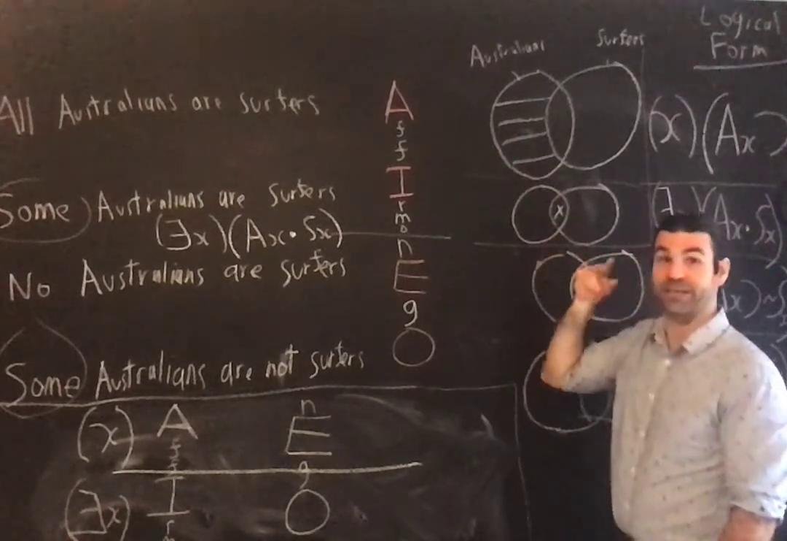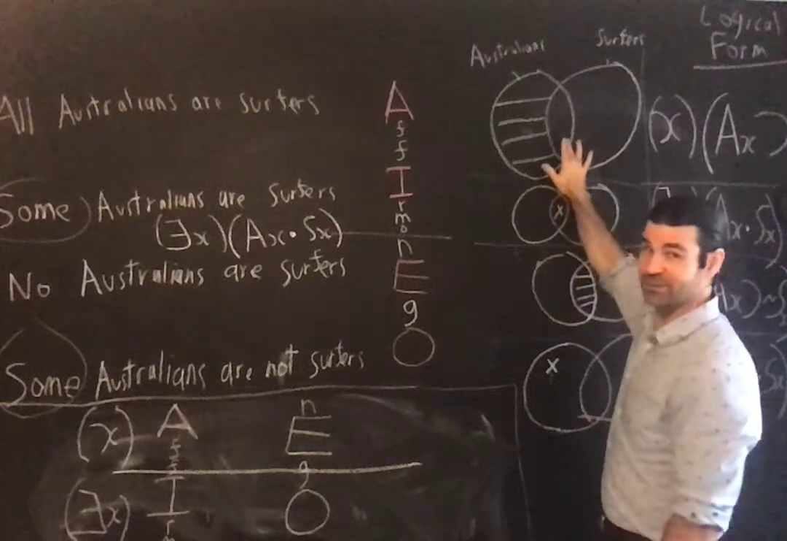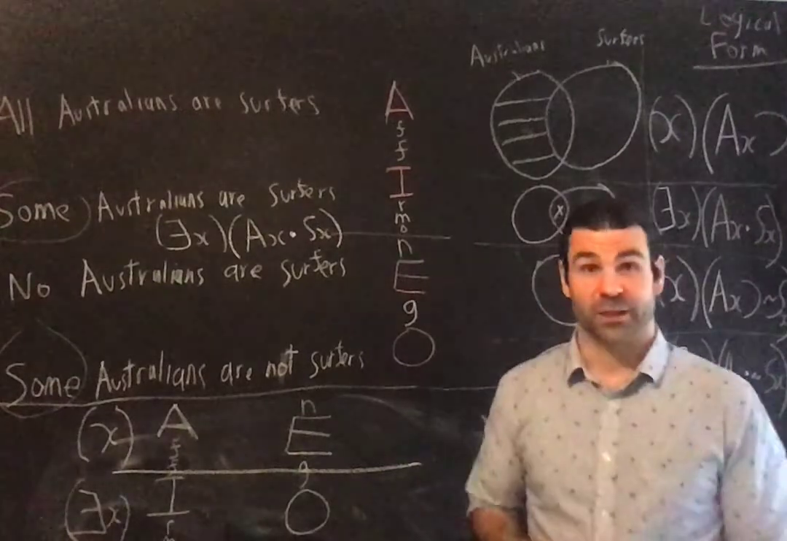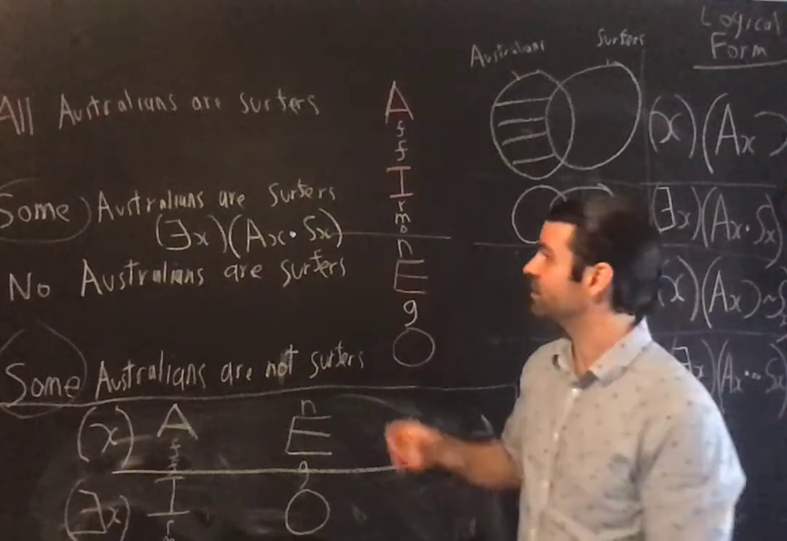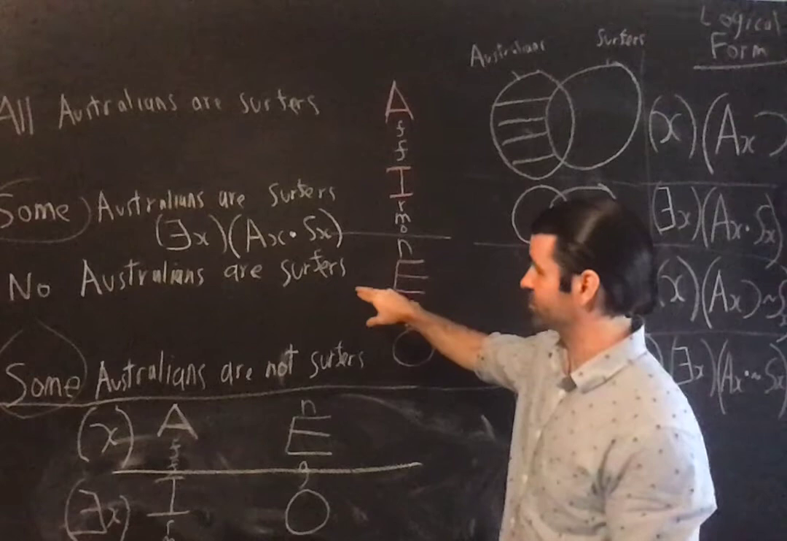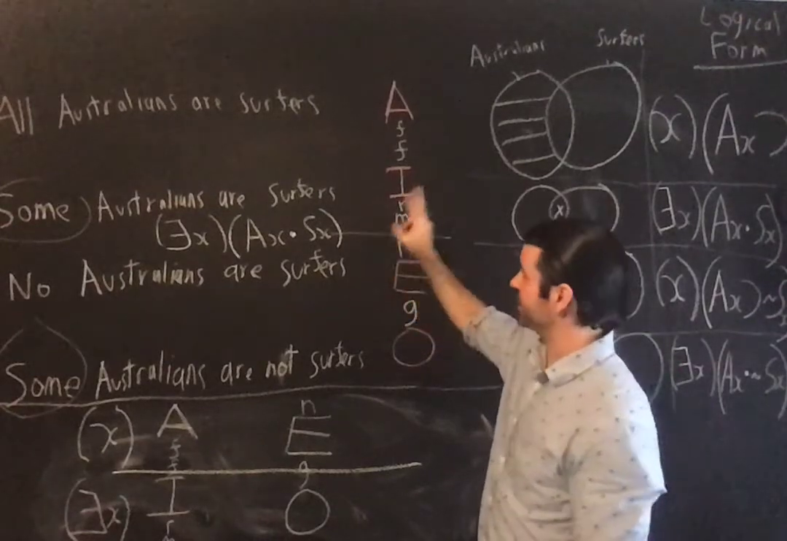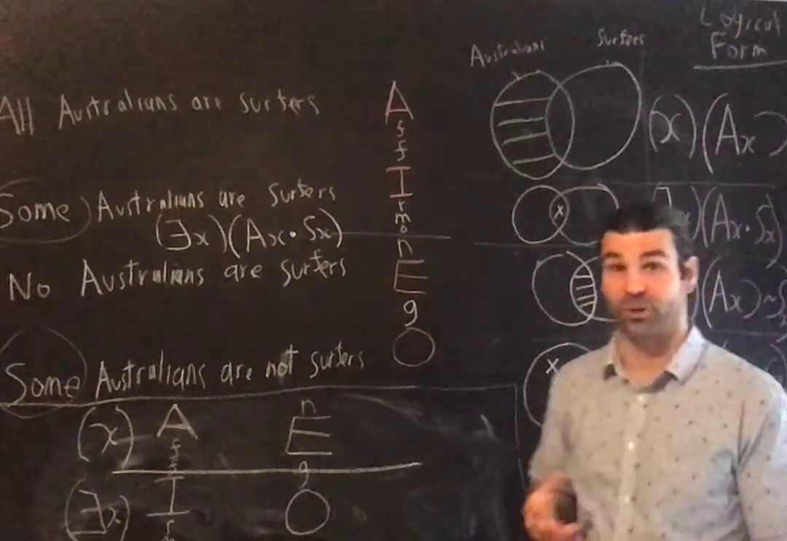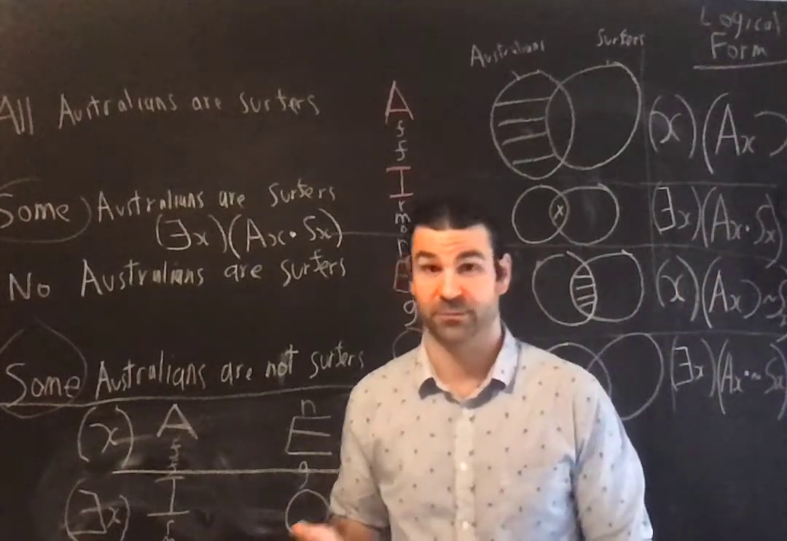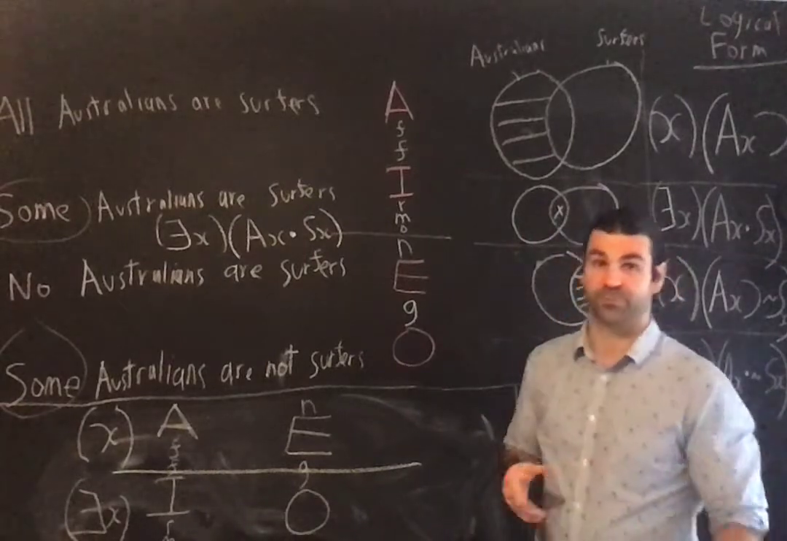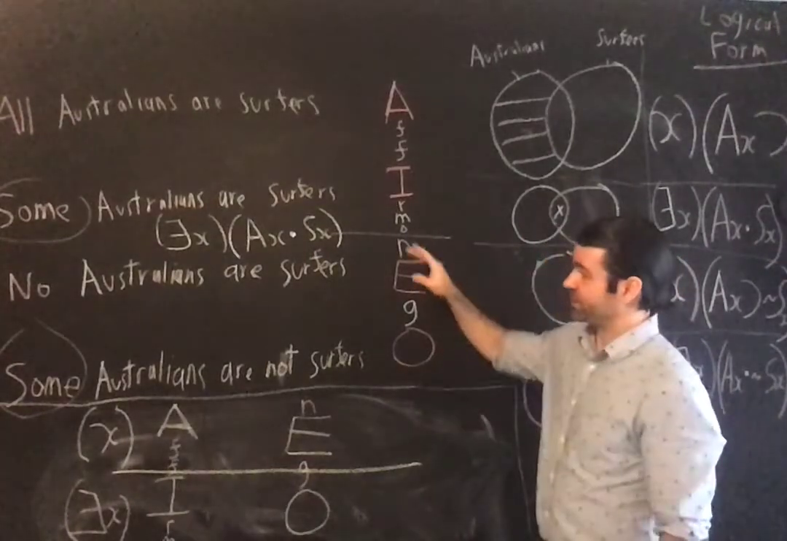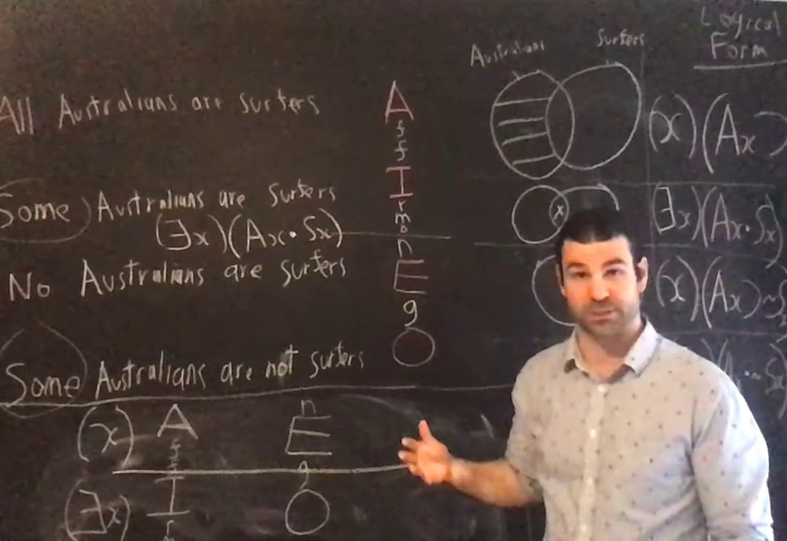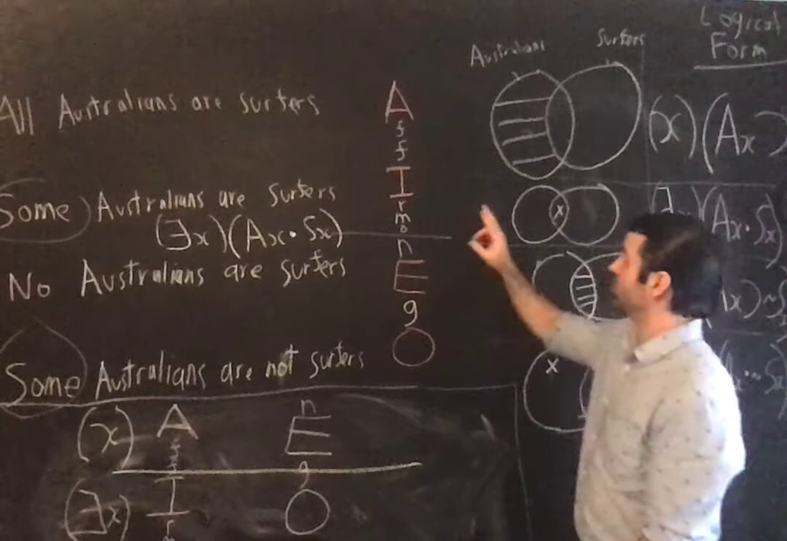Importantly, if there are any Australians, they're going to be in this section, because to anticipate, as Klenk stresses, the two universal ones, the A and the E, are not going to assert the existence of anything, not even any Australians. I'll get back to the lesson, but it's only the I and the O that are going to assert the existence of something. Anyway, so all Australians are surfers.